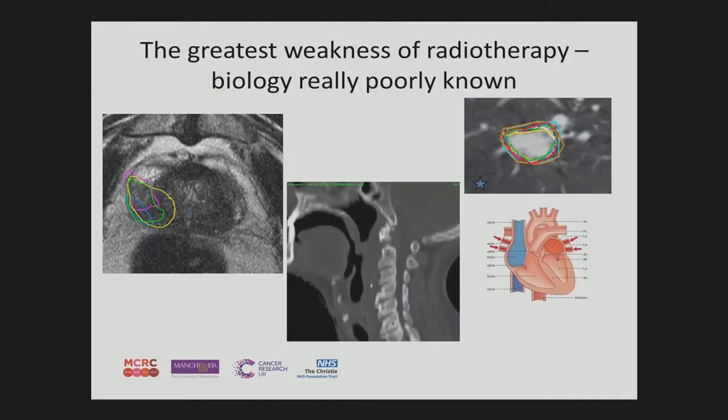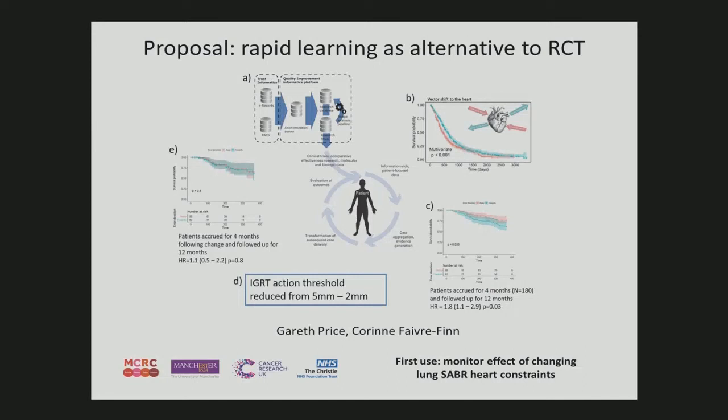So basically, the biology is the great weakness in radiotherapy. We know a lot of things about the physics, we don't know everything about the biology, so we need to work on that. So what we propose, and Garrett Price is working on that together with Quantitatively Finn, is to build some sort of formal rapid learning process into radiotherapy. So radiotherapy is governed by a lot of parameters. The dose threshold to the heart is so much gray for so much percentage of the volume. These are not well defined, these parameters, but you can change them.